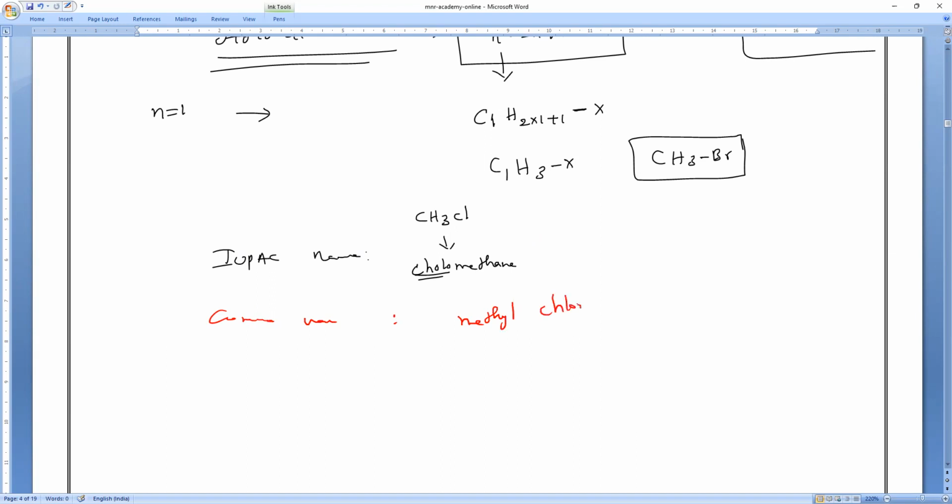Because what is the group that is present? What is the alkyl group present? It is CH3Cl. So what is the alkyl group present here? Methyl. And chlorine is there, chloride: methyl chloride.